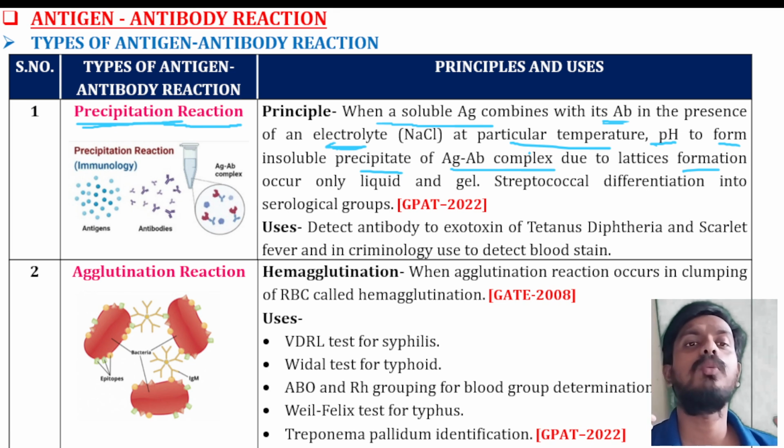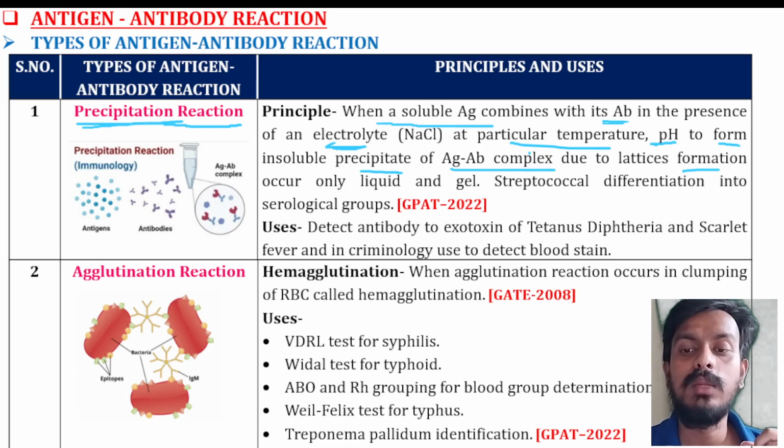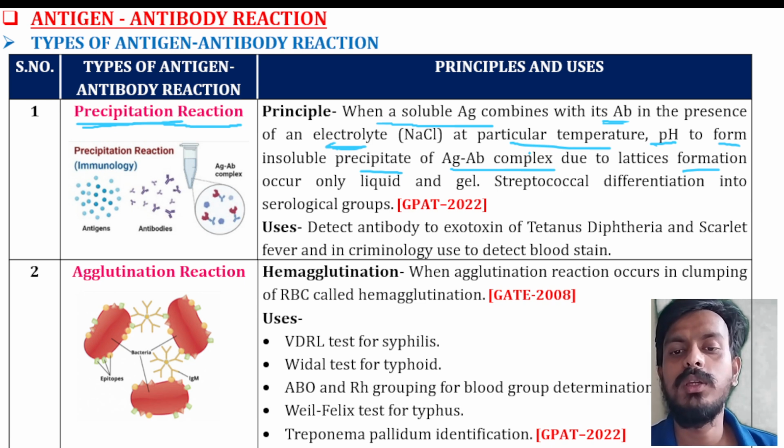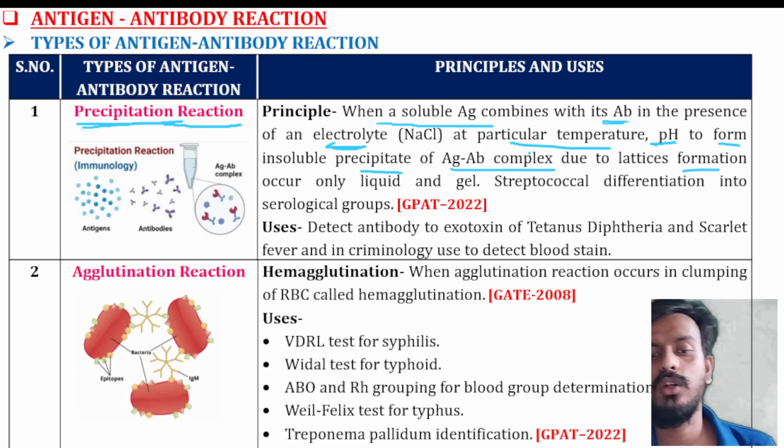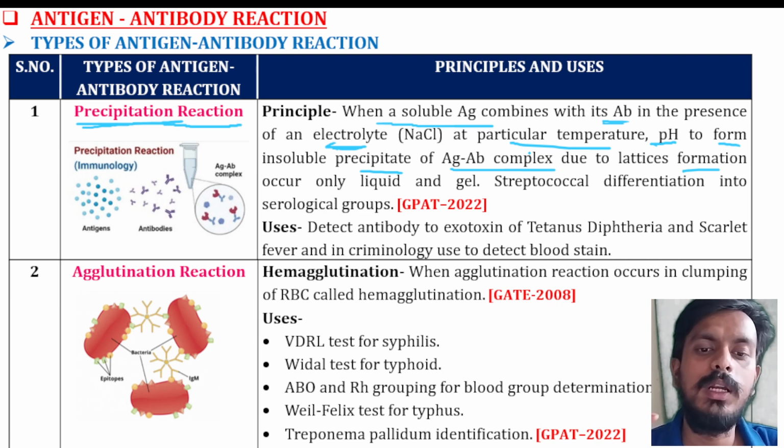So again, I am repeating. A precipitation reaction is when a soluble antigen combines with the antibody in the presence of electrolytes like sodium chloride, at a particular temperature and pressure. There will be formation of an antigen-antibody complex, or lattice formation, and due to that there will be formation of a precipitate. That precipitate will be determined.